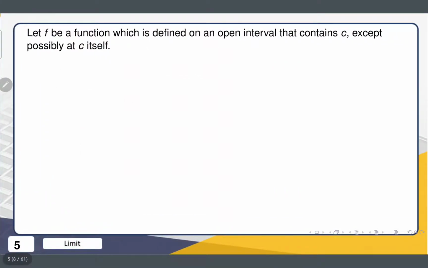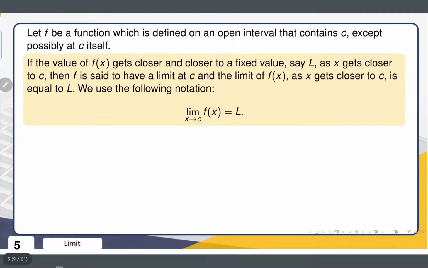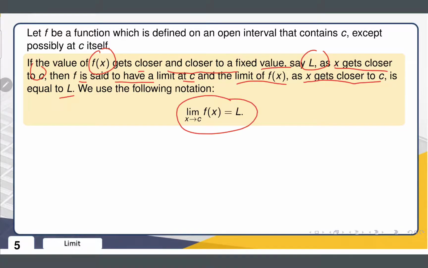So if we have a function which is defined on an open interval that contains c, except possibly at c itself, and if the value of f(x) gets closer and closer to a fixed value, say L, as x gets closer to c, then f is said to have a limit at c, and the limit of f(x) as x approaches c is equal to L. And we use the following notation.